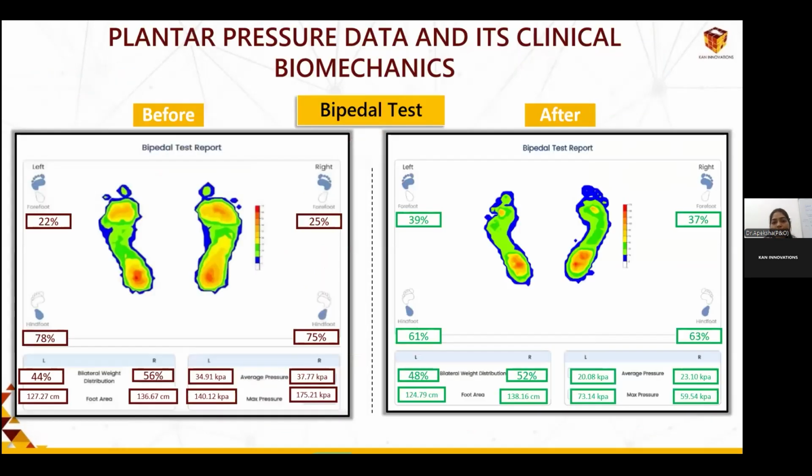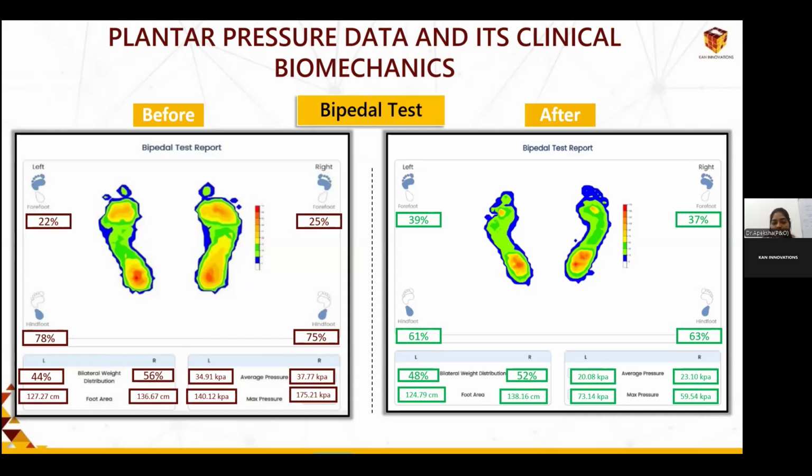Let's move on. Here is one case of plantar pressure data and its clinical relevance. Here we can see a bipedal test done on the patient. In the bipedal test before intervention, you can see clearly the bilateral weight distribution: the left side is 44% and the right side is 56%. What we can understand here is that this patient is loading more on the right side.